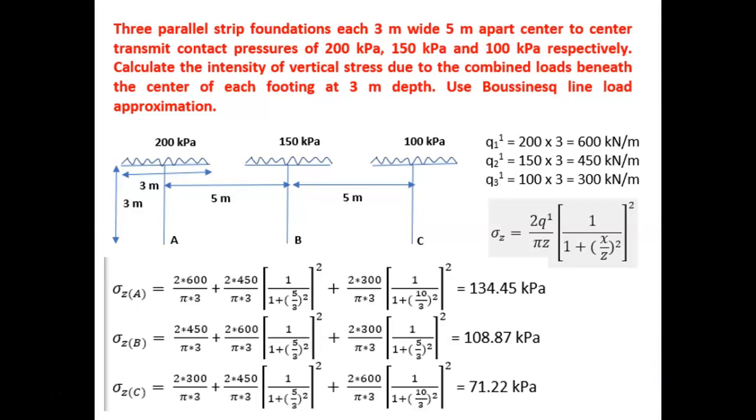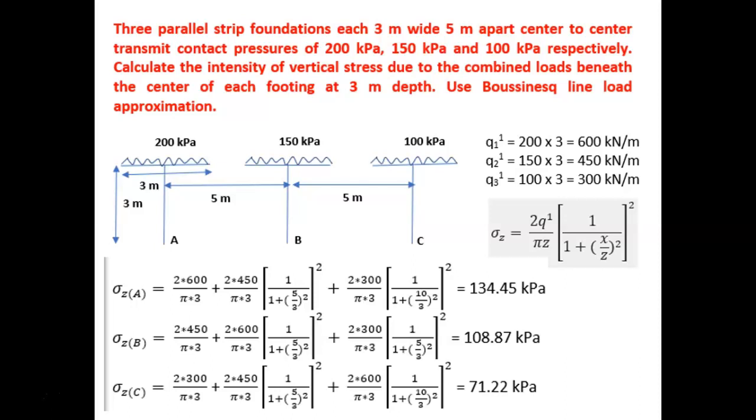3 parallel strip foundations, each 3 meter wide, 5 meter apart, center to center, transmit contact pressures of 200 kPa, 150 kPa and 100 kPa respectively. Calculate the intensity of vertical stress due to the combined loads beneath the center of each footing at 3 meter depth. Use Boussinesq line load approximation.